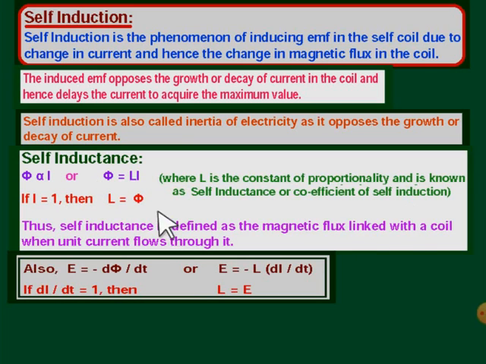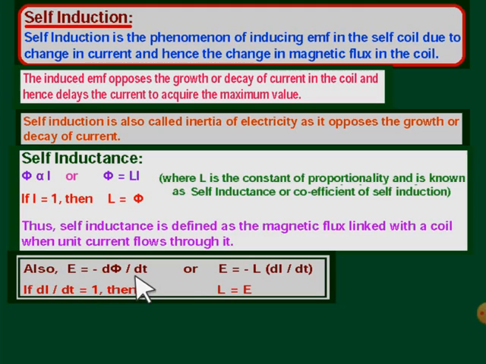It is defined as the magnetic flux linked with the coil when a unit current flows through it. Got it? So self-inductance is defined as the magnetic flux linked with a coil when a unit current flows through it. Also, we can define it in terms of induced EMF. By Faraday's second law, the induced EMF E is equal to minus d phi by dt, right?